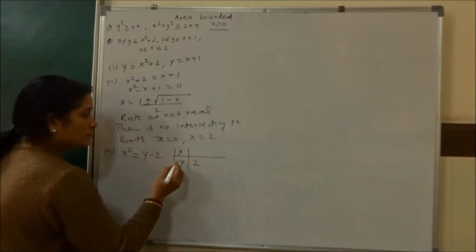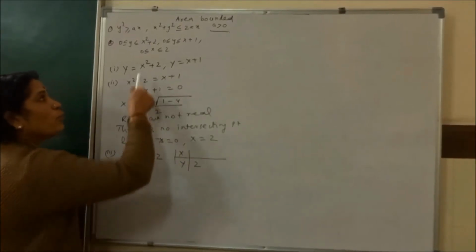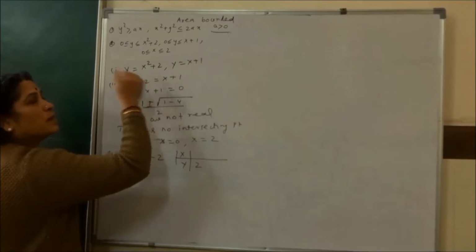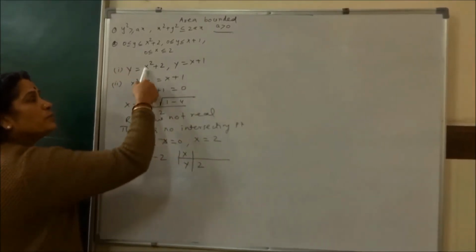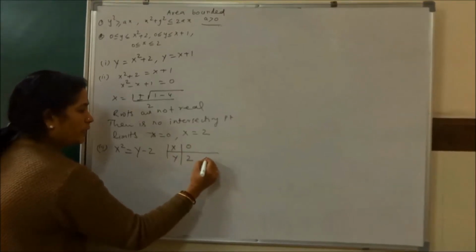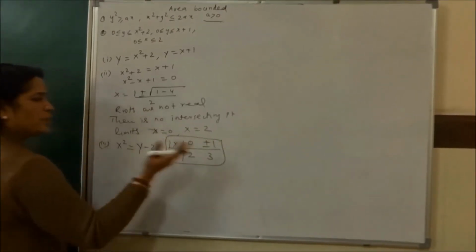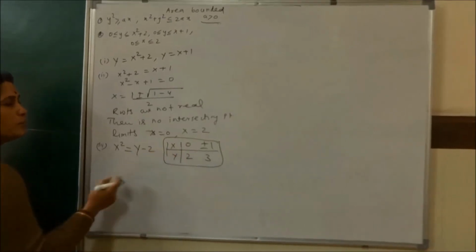Clear? So if I keep y as 2, that's why I told you, don't keep any constant with this addition or subtraction with the square side. Now if I keep 2, it becomes 0. If I keep 3, then plus or minus 1. Just see, this is symmetric about the y-axis. Just an example I am giving.